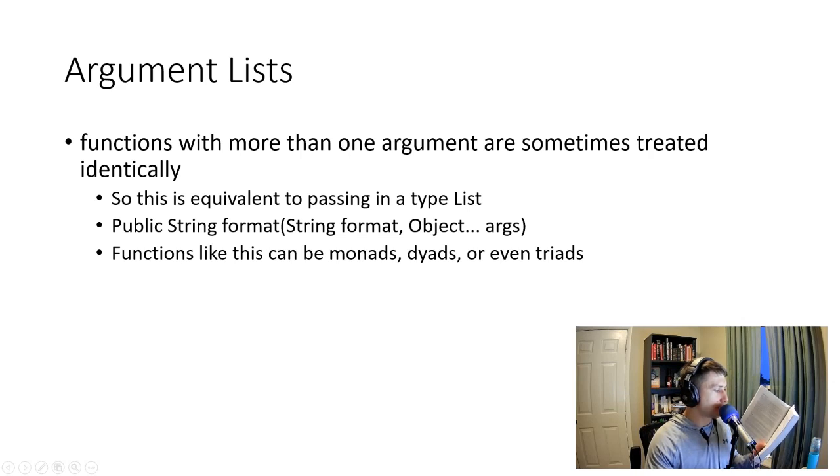So if the variable arguments are all treated identically as they are in the example above, then they are equivalent to a single argument type of list. So that's essentially what he's saying here. Yes, you can have multiples here, but it's essentially just treated as one argument of a type list.